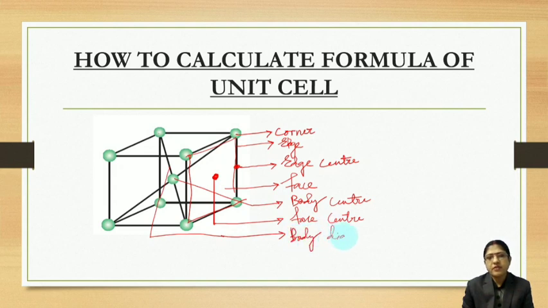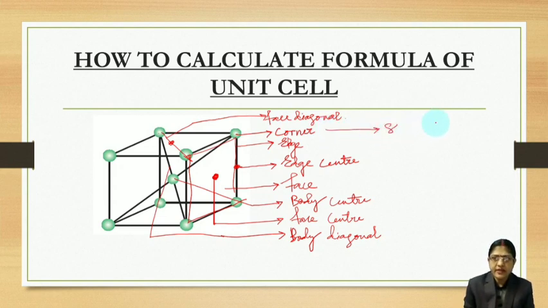Body diagonal. And this is also one face. If you join this, this is face center and this is face diagonal. Face diagonals. So here corner atoms, how many corners are there? 8, and its contribution is 1/8.